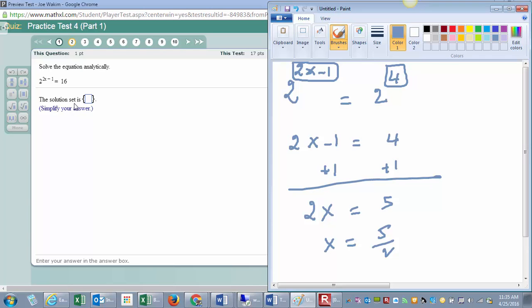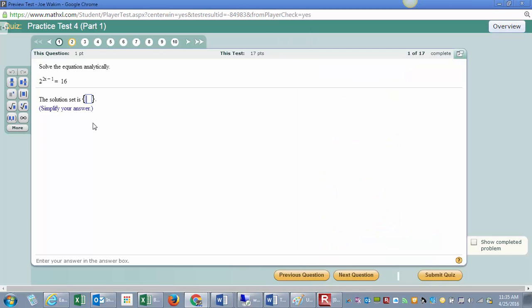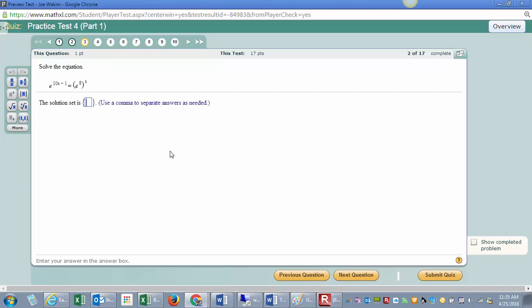Simplify your answer, the solution set. So let me just put 5 over 2 here. Okay, it didn't say whether I have to do decimals, but 5 over 2 should work fine. Let's try number 3.